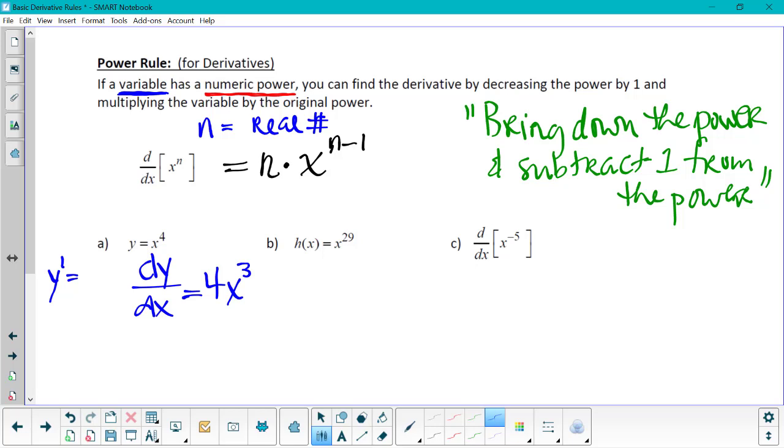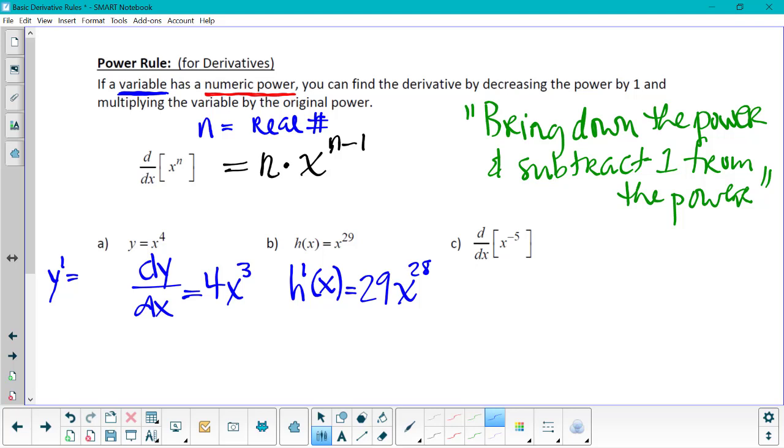Okay, on B, h of x is x to the 29th. So we have function notation. We know what derivative notation would look like. That would be h prime. So we bring down the power 29, and we decrease the power by 1. 29 minus 1 is 28. So that would be the derivative of x to the 29th.